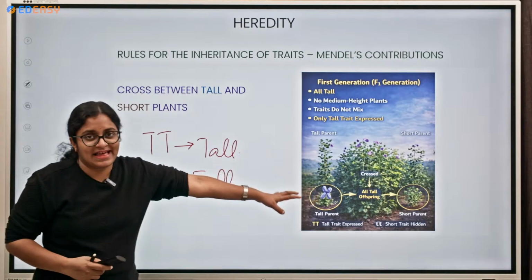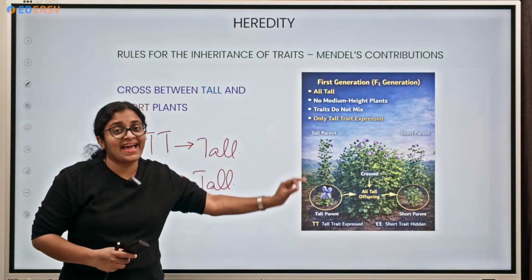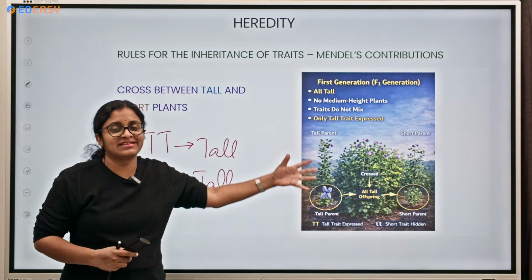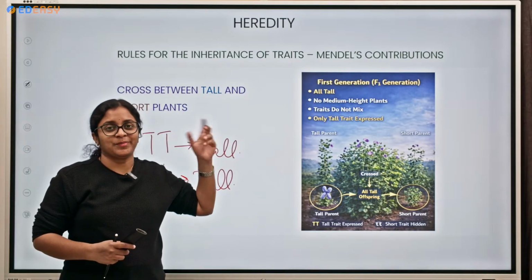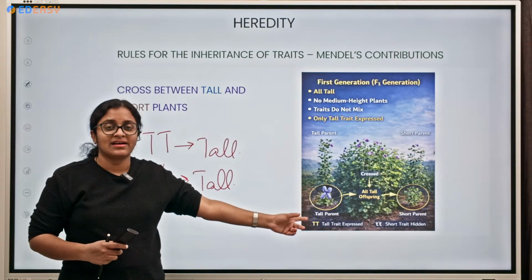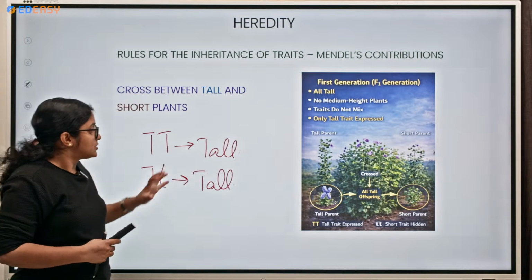By looking at the tall plants, particularly the offspring, can we tell whether it is of capital T tallness or capital T small t tallness? No. By looking at the external appearance, we cannot tell. We need to go for analyzing the genetic makeup of the individual, right?